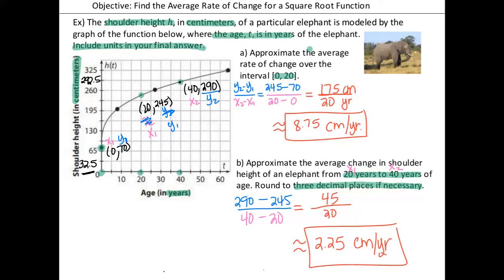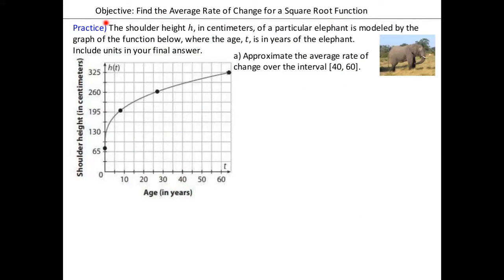Anyways, so we can see this in elephants too. They grow fast in the beginning and then they start to level off and they don't grow as fast anymore. Okay. So this next one is a practice problem. You guys are going to now approximate the average rate of change over the interval between 40 and 60. So we need our 40 and we need our 60 coordinate points here.